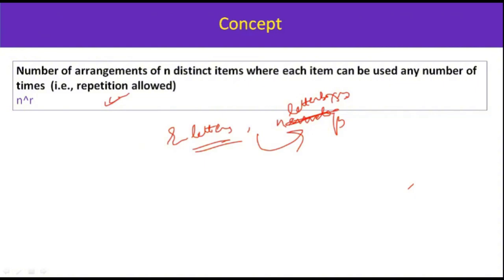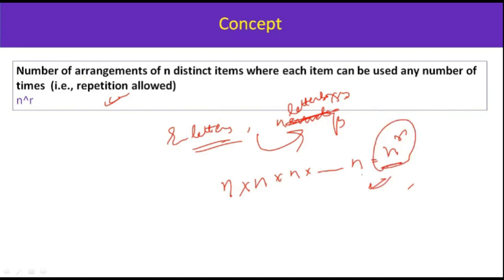Like for the first letter, how many ways do you have? n number of ways. For the second letter, again, you have n number of letter boxes. For the third letter, again, you have n number of letter boxes. Similarly, for all the R letters, you have n number of letter boxes. So hence this formula becomes n to the power R. You can choose to remember it. I personally don't remember it because this is very intuitive.